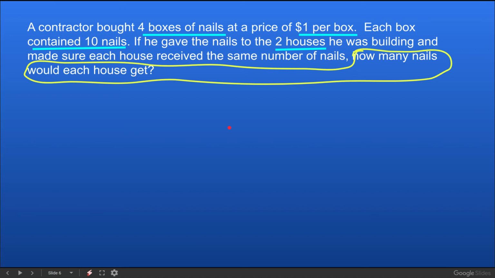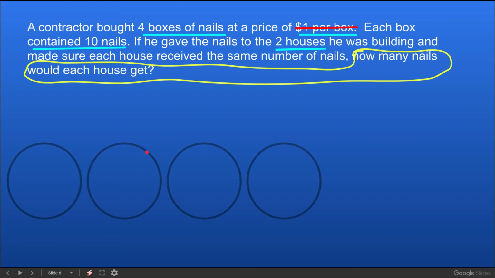Now there is one piece of information here that is not needed. The cost, how much money the nails cost, is unnecessary. It doesn't matter if the nails cost $1 a box or $10 a box. It doesn't change the number of nails in each box, and that will not change the number of nails that each house will receive. So to make a picture of this, we can draw our 4 boxes.